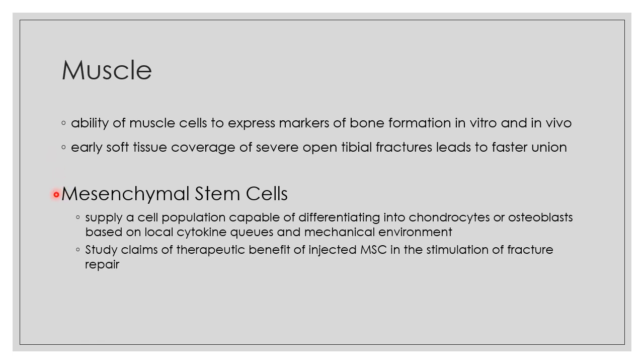Cells also involved are your mesenchymal stem cells. I'm sure you're all familiar with stem cells by now. These mesenchymal stem cells supply a cell population that could differentiate either into chondrocytes or osteoblasts based on the stimuli in the environment. It's important to note that there's a study that claims benefit of injected mesenchymal stem cells in stimulation of fracture repair. Probably by the time we're already specialists, these mesenchymal stem cells would be more and more common in medical practice.